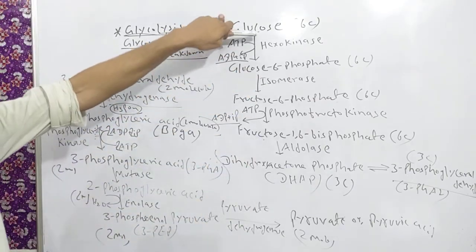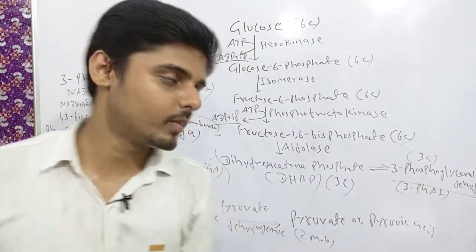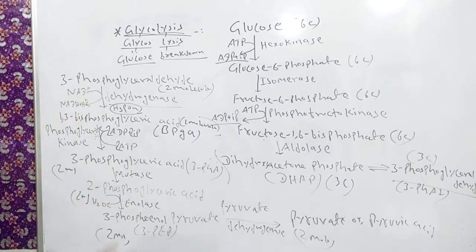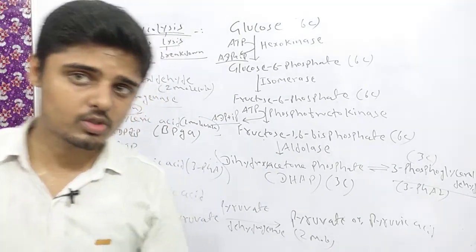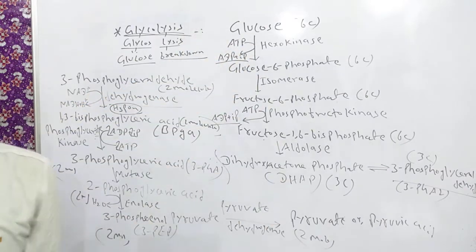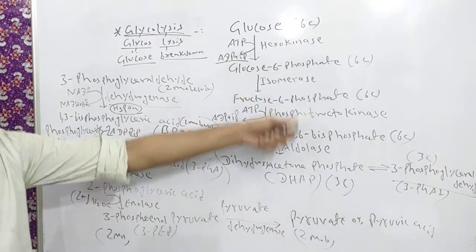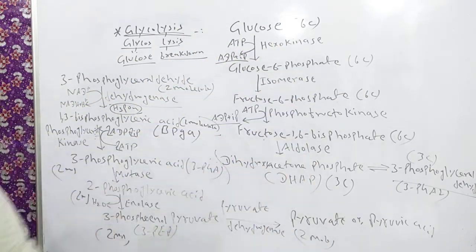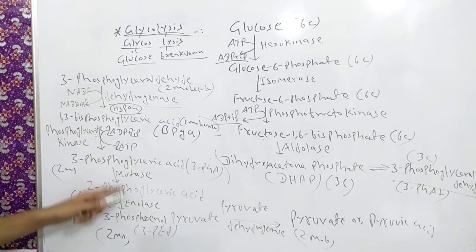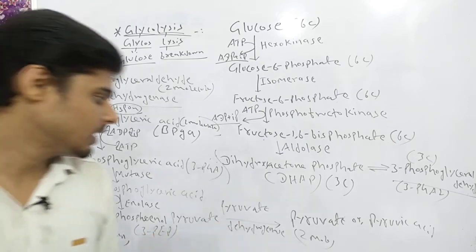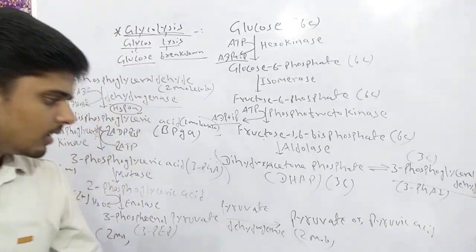From one molecule of glucose, two molecules of pyruvate are formed, and this whole process is known as glycolysis, which is completely an enzyme-driven process. At each step an enzyme is working: first hexokinase, then isomerase, then phosphofructokinase, then aldolase. Again here dehydrogenase, here phosphoglycerate kinase, here mutase, here enolase, and here again pyruvate dehydrogenase.